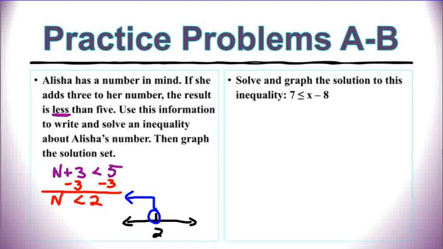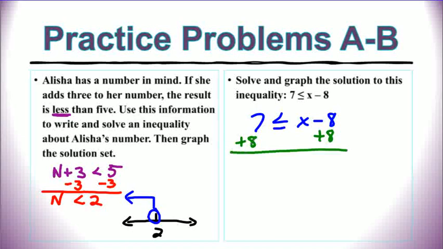The one on the right here, solve and graph the solution to this inequality. So I'm going to write it down here. 7 is less than or equal to x minus 8. I need to get x by itself. The opposite of subtracting 8 is adding 8. So I add 8 to both sides. I have 15 is less than or equal to x. Now when I graph this, be careful of the direction that you put it in.